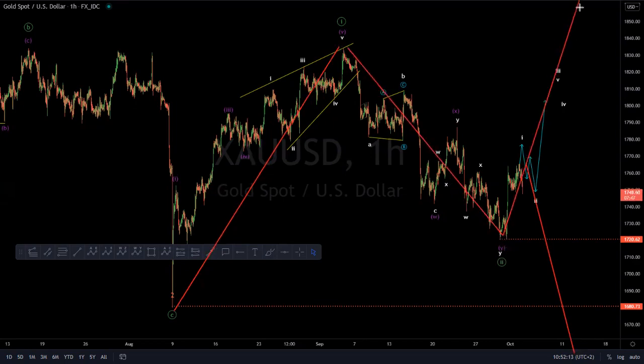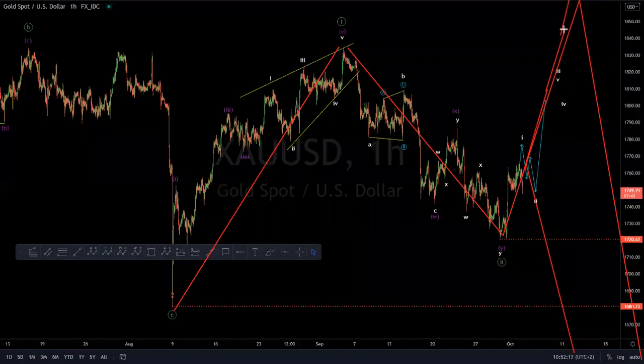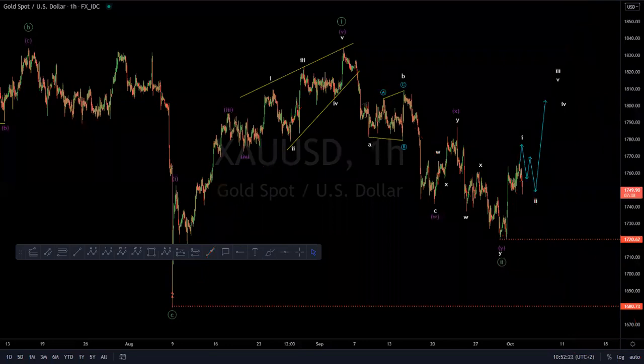This should be an ABC if it's going to make a move to the downside. So in either case, we're still going to be looking for that plus or minus 1,200 pips to the upside before gold can consider that move to the downside.